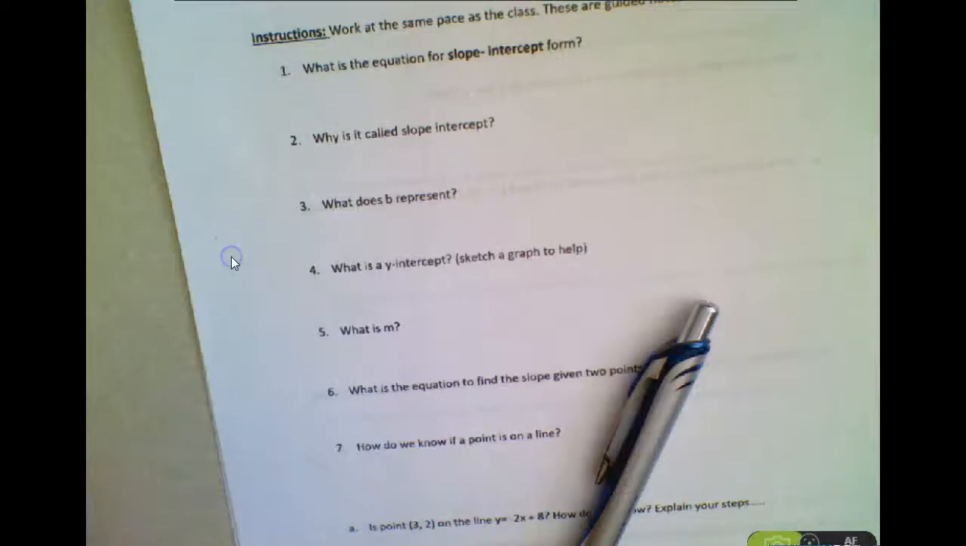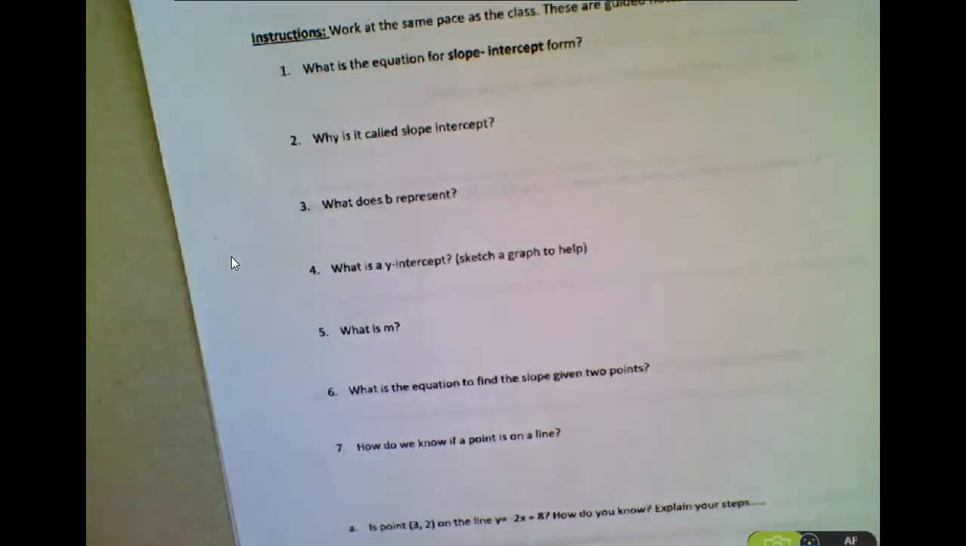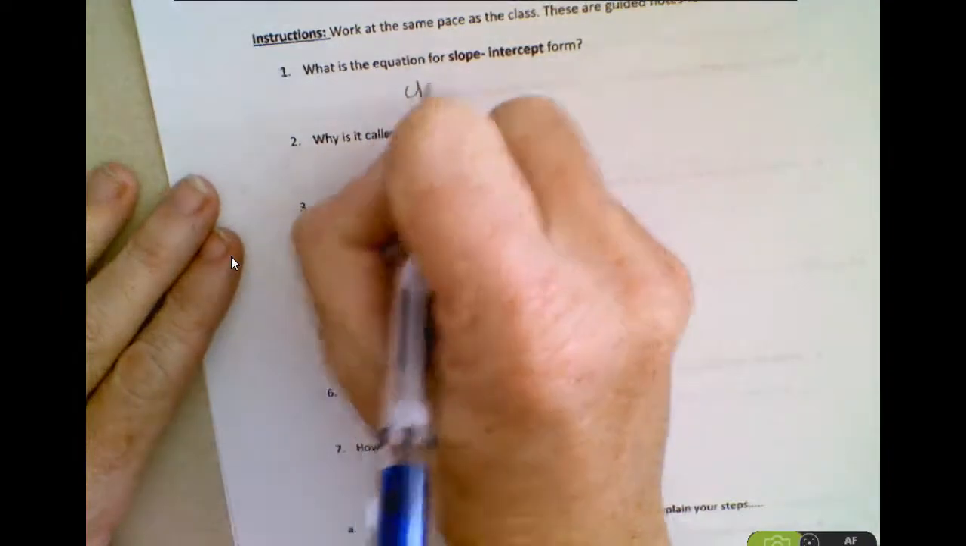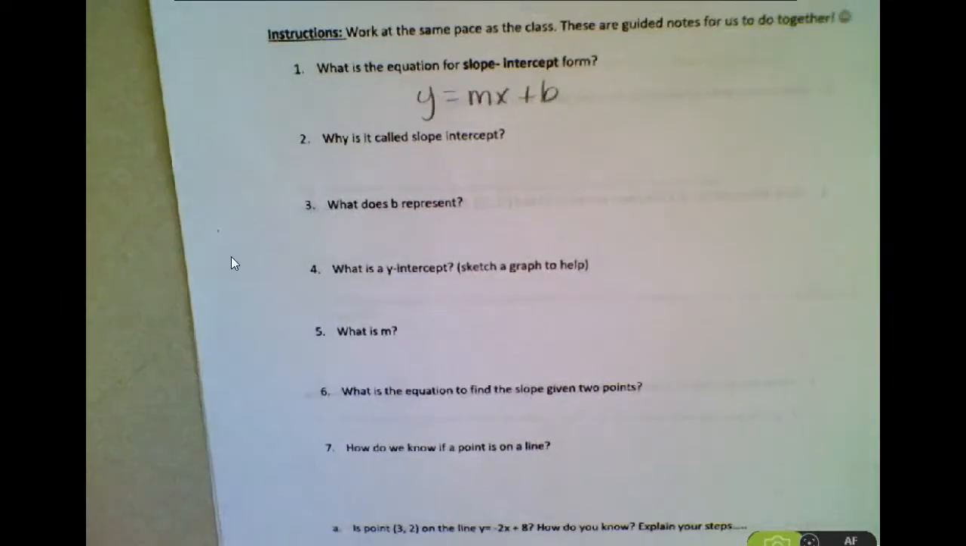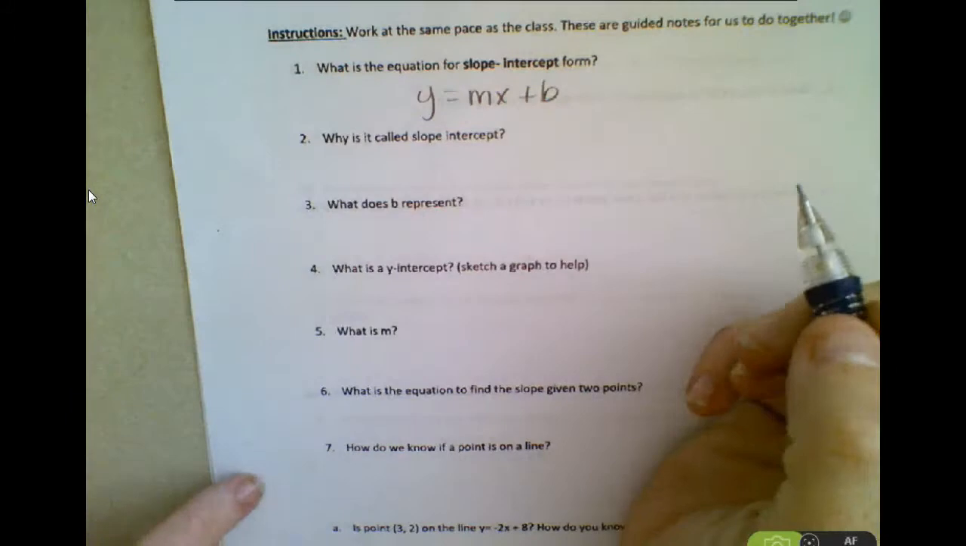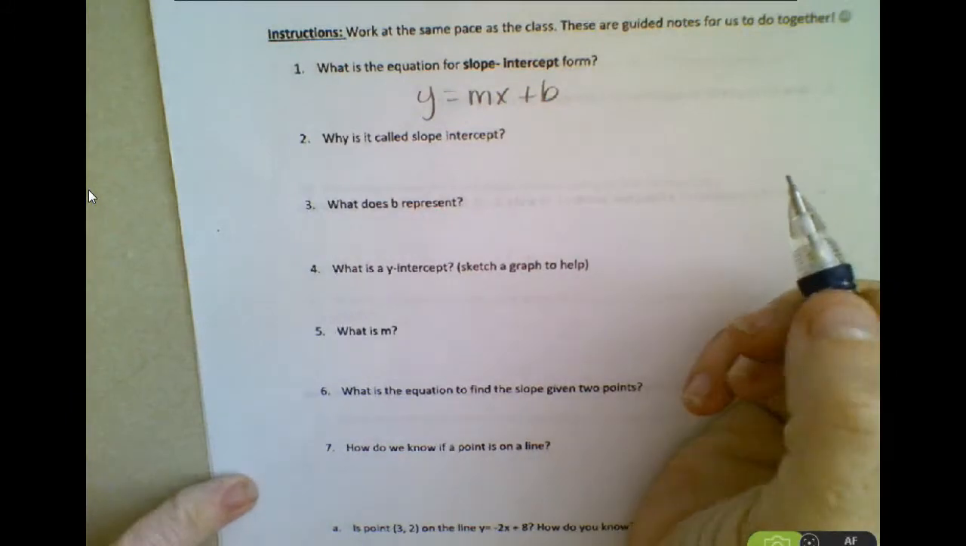All right, so let's start at the top. What is the equation for slope-intercept form, John? Y equals mx plus b. Okay? We know this. We're really good at this by now. Why is it called slope-intercept form, Blue? Because the m is the slope and the b is the y-intercept.